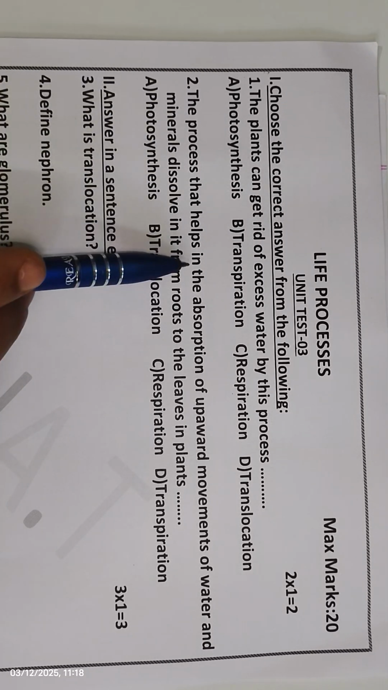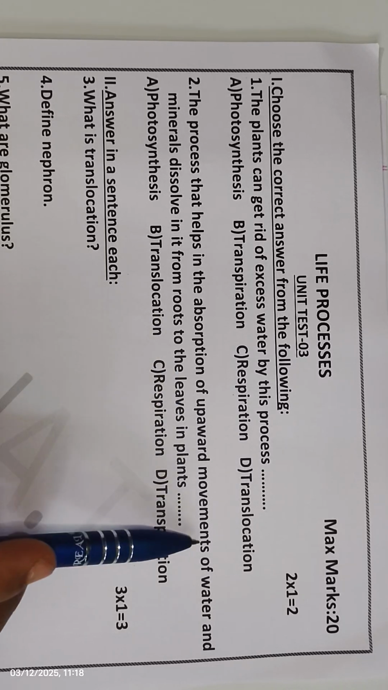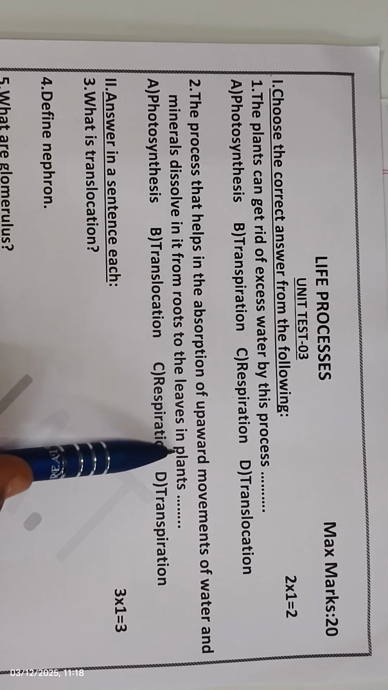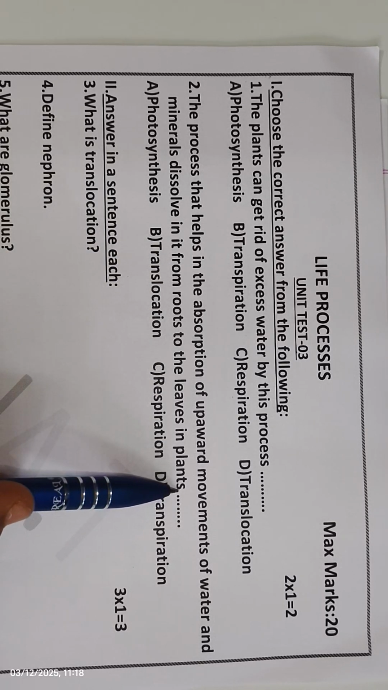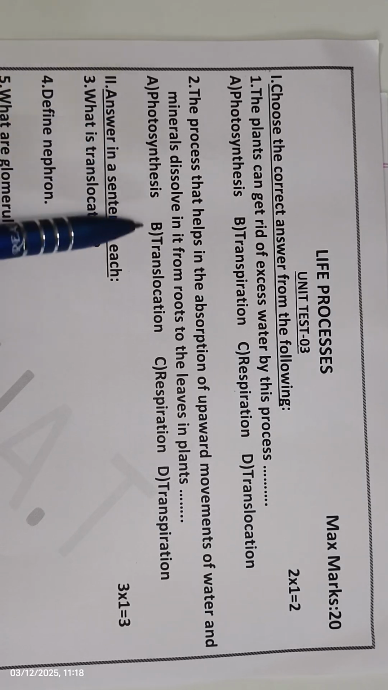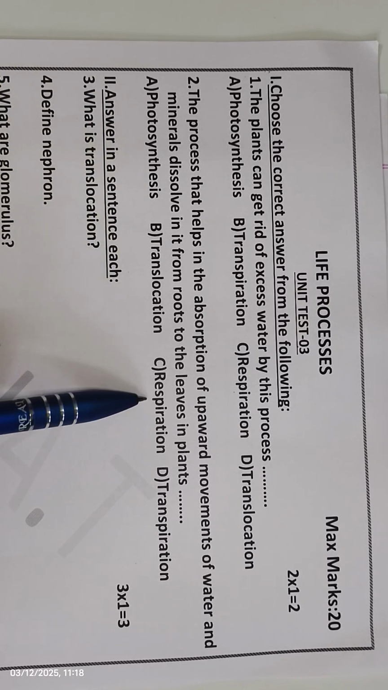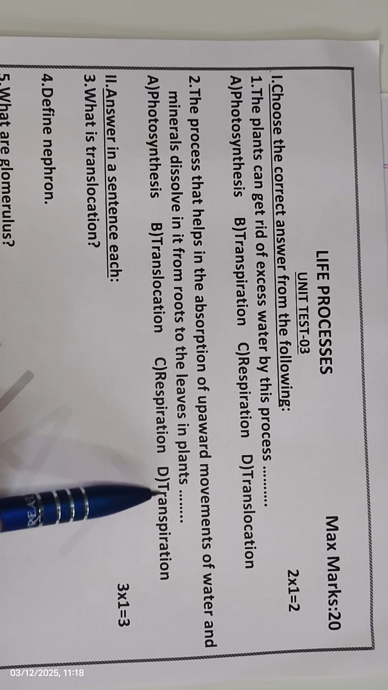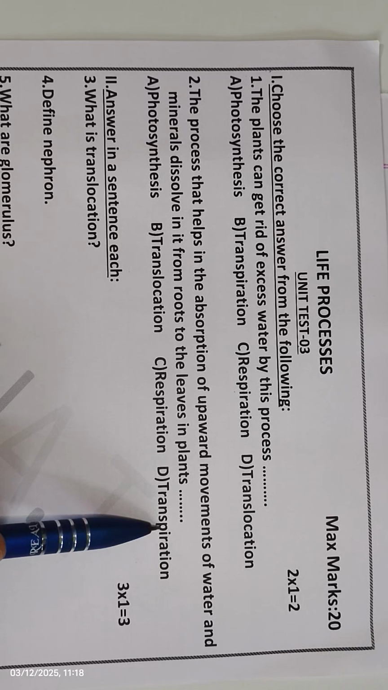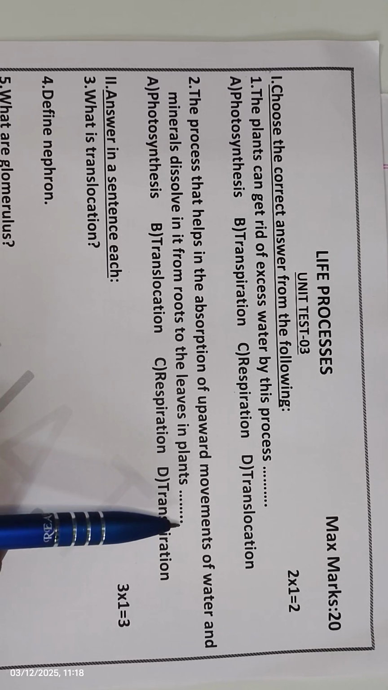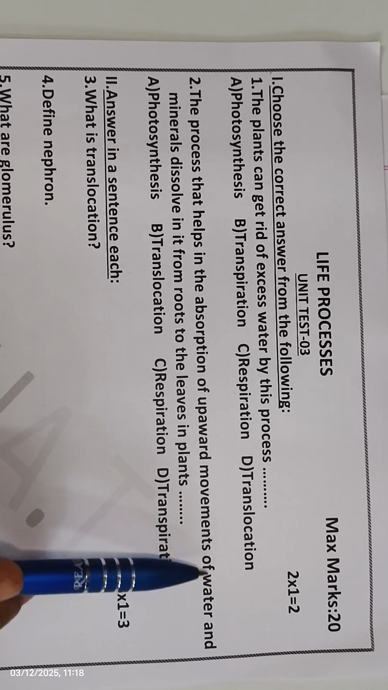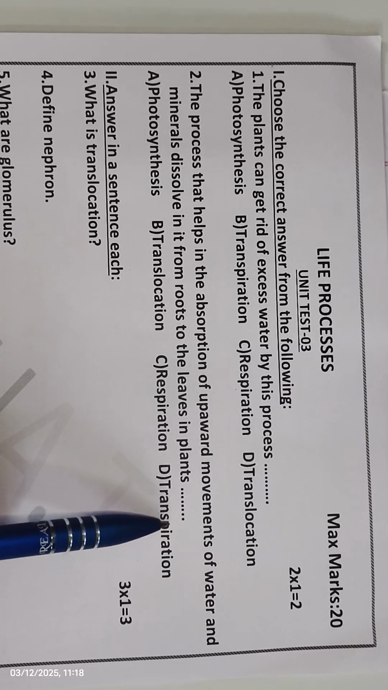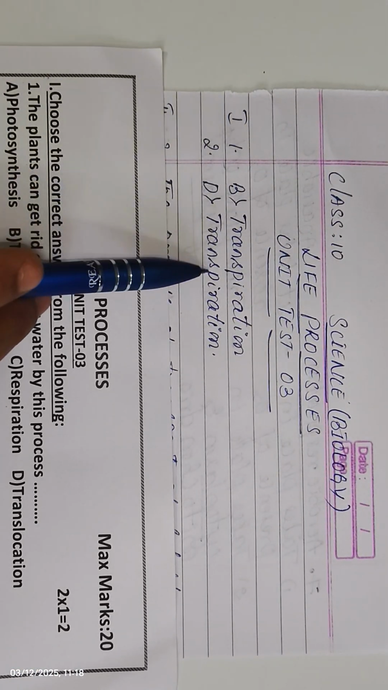Next, question number 2. The process that helps in the absorption of upward movements of water and minerals dissolved in it from roots to the leaves in plants. So, option A, photosynthesis, B, translocation, C, respiration, D, transpiration. Answer is option D, transpiration. So the plants can help to absorption of upward movement of water, minerals dissolved in it from the roots to the leaves and different parts. It is by transpiration. So answer is option D, transpiration.